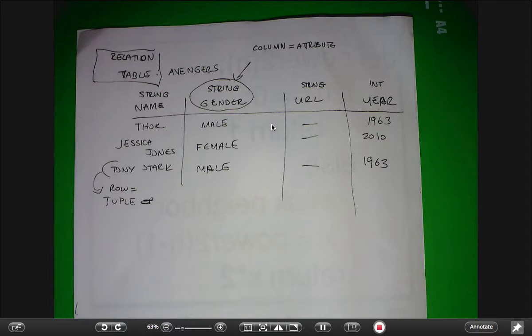So generally, the instance is about what is true about the world right now. So what's true about the table Avengers right now is these 3 tuples. What is true about this class is all the students in this class right now, right? So you are the database class instance right now, but next year is going to be a totally different set of students.